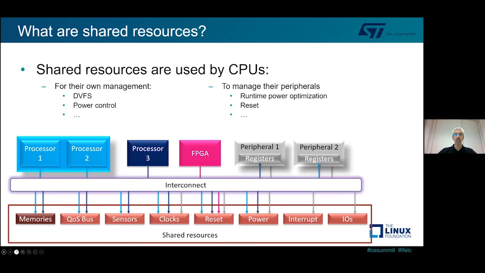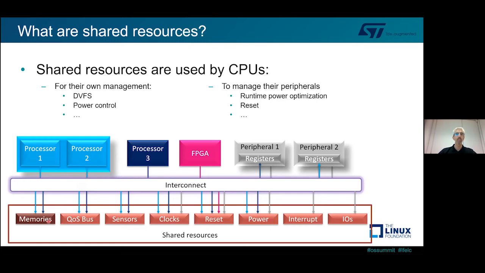So here is a global overview of a system on chip, where you may have some different processors connected to an interconnect. Whether the processors are embedded in the same cluster, or are different processors or an FPGA, you may also have different peripherals, and all of the system is connected to the interconnect bus, and they are trying to access some shared resources such as the memories or the others.